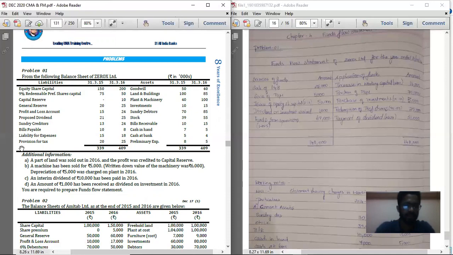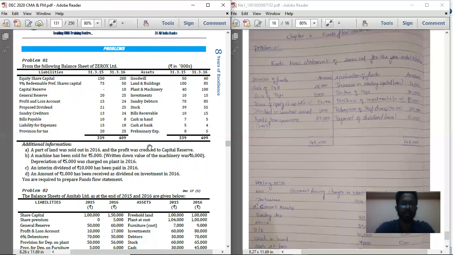So below that, first they have, see, on the liability side, what all they have given: equity share capital, redeemable preference share capital, reserve, general reserve, P&L account, proposed dividends, sundry creditors, bills payable, liabilities for expenses, provision for tax. So these are the different liabilities, and the assets are goodwill, land and building, plant and machinery, investments, sundry debtors, stock, bills receivable, cash in hand, cash at bank, preliminary expenses. So these are all different assets. So we have found what are the liabilities and what are the assets.